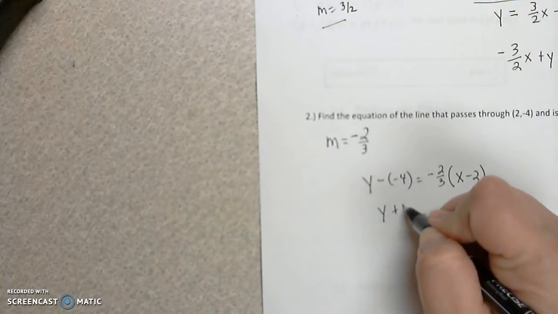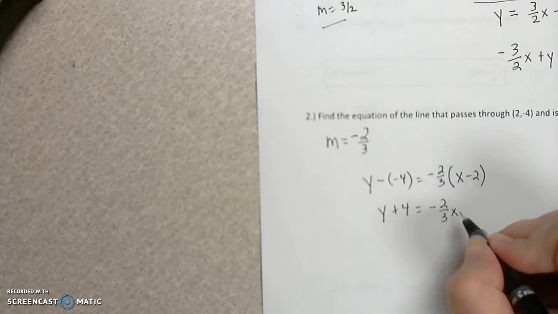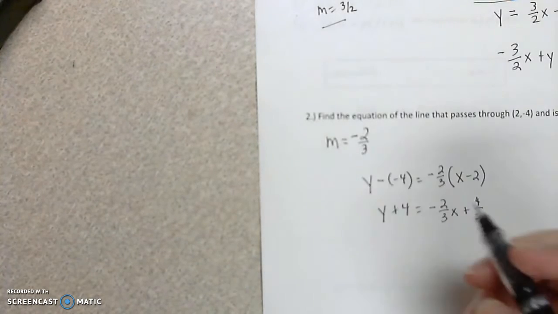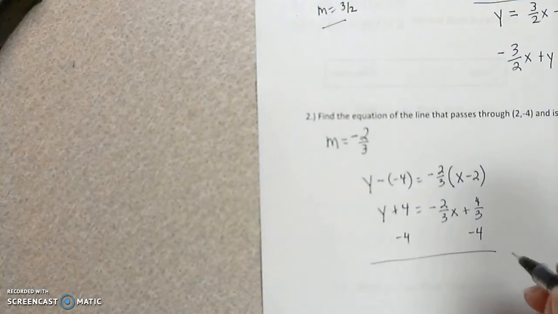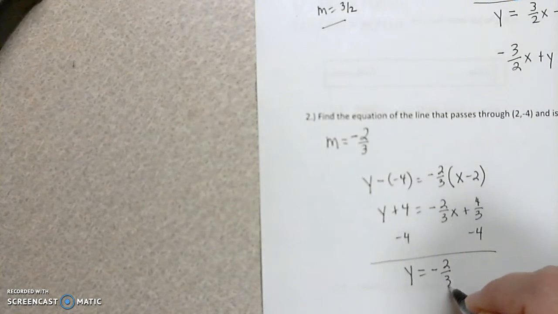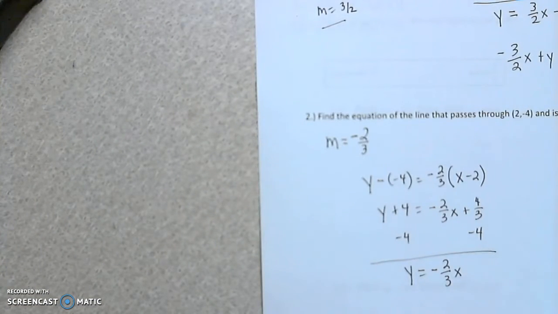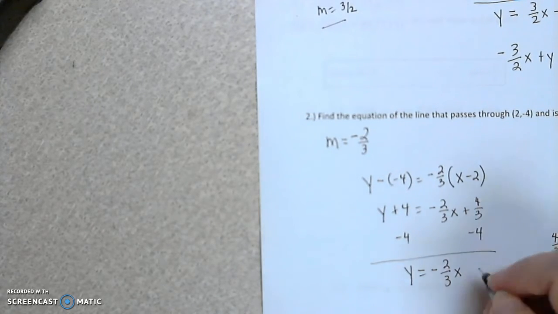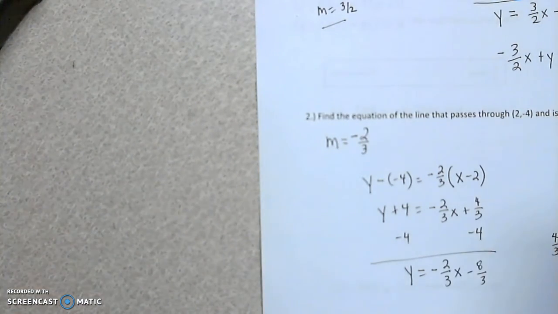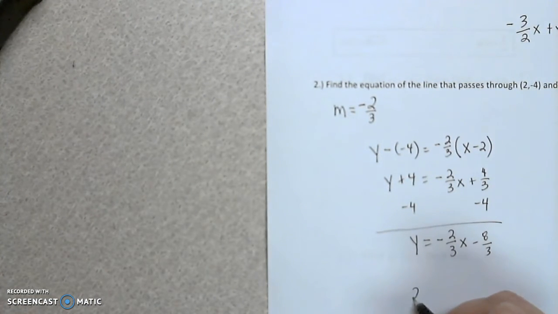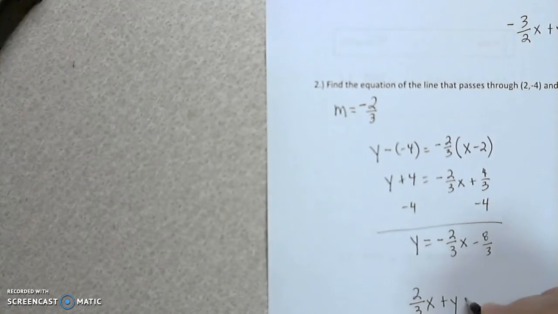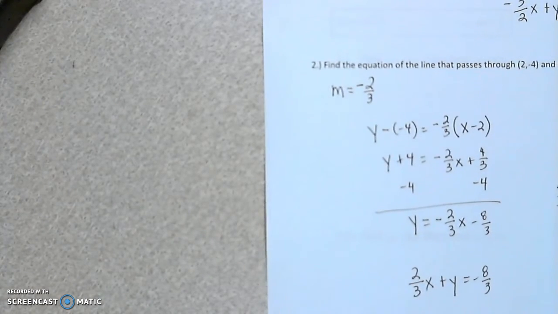And that will give us y plus 4 equals negative 2/3 x plus 4/3. Then I'm going to subtract 4 from both sides. That'll give me y equals negative 2/3 x, then type it in your calculator, 4/3 minus 4, or convert this to thirds. It would be 4/3 minus 12/3, which is negative 8/3. And then this would be slope-intercept form. If I wanted to write it in standard form, I move the x over with the y, to get the same equation but just written in standard form.